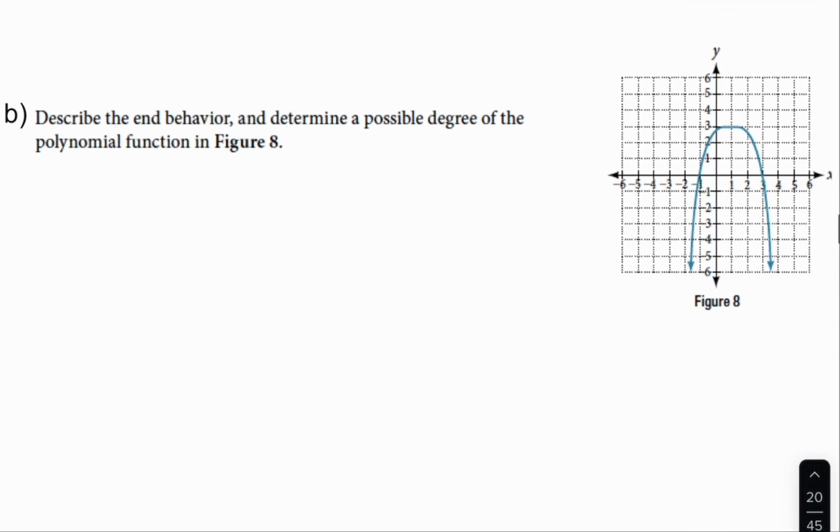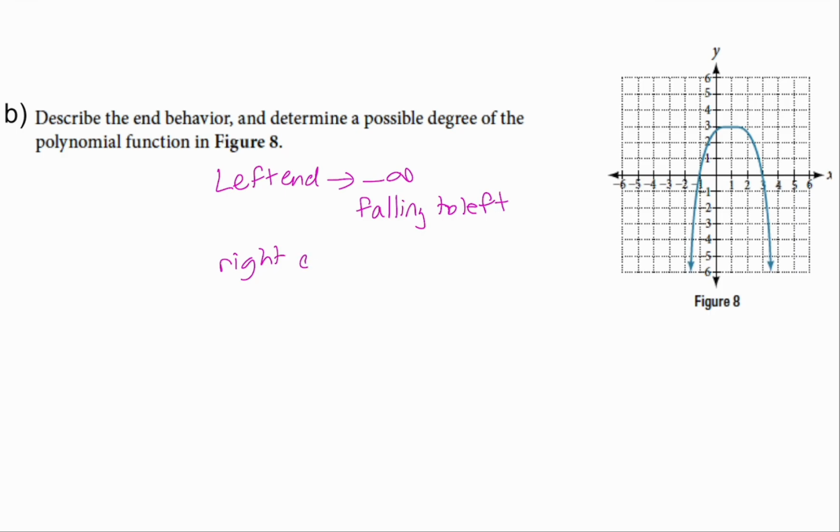So let's look at this one. Describe the end behavior. So the left end is going to -infinity, so it's falling. The right end is going to -infinity, so it's falling on the right side.